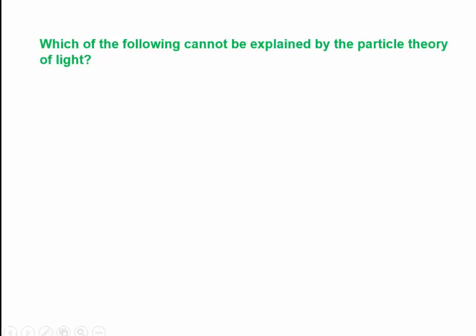Which of the following cannot be explained by particle theory of light? Now you know that particles can be reflected, particles can undergo refraction, but particles cannot undergo polarization. Polarization is purely a wave phenomenon. So only the wave theory of light can explain polarization. All right.